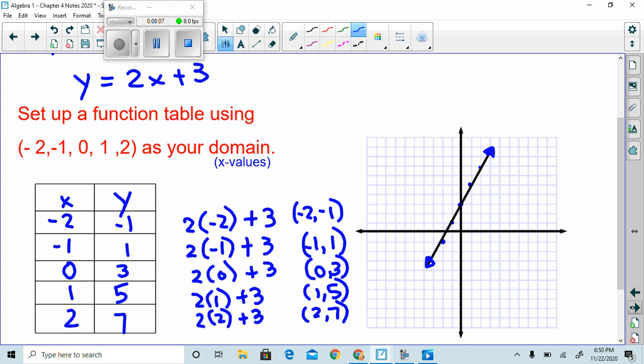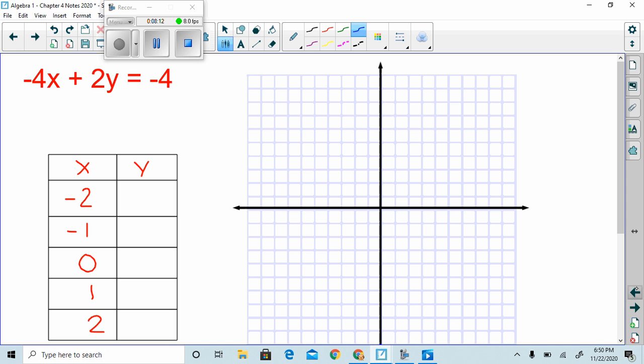Let's take a look at a second table of values. We want to be able to do this with relative ease. Noticing again that this is not in function form. It is in standard form, so we need to put it in function form. We'll start by adding 4x to both sides. We'll divide by 2 and we get y is equal to 2x minus 1. Go ahead and complete the table on this one and see where it takes you. And we'll check this one in class.